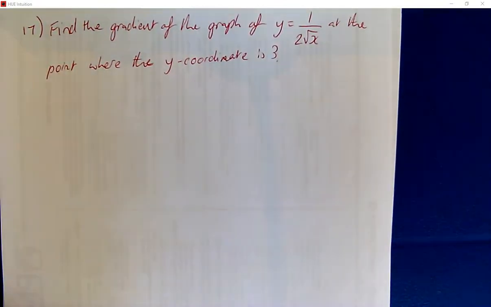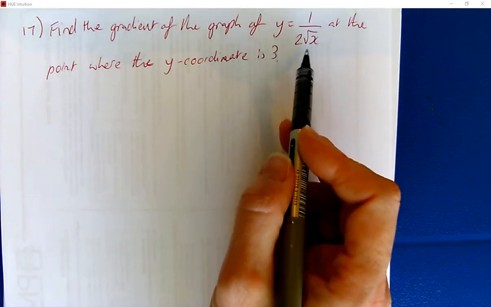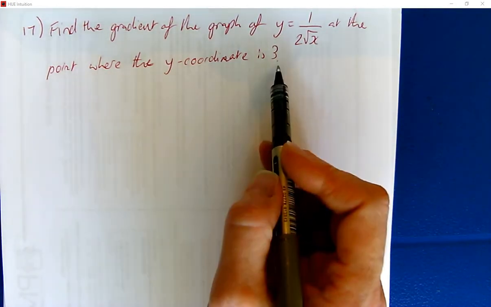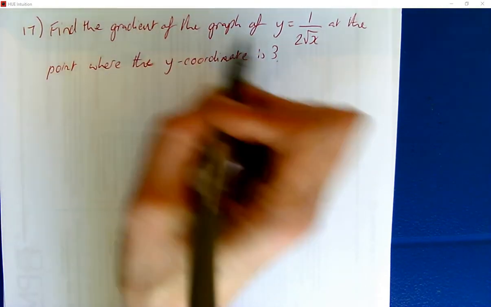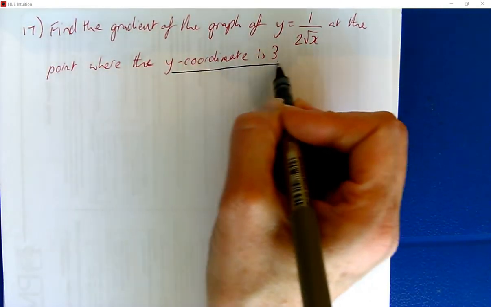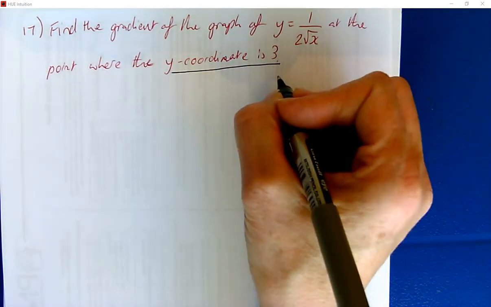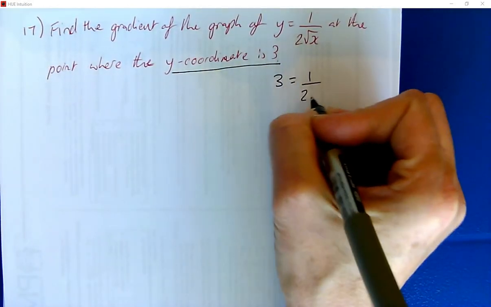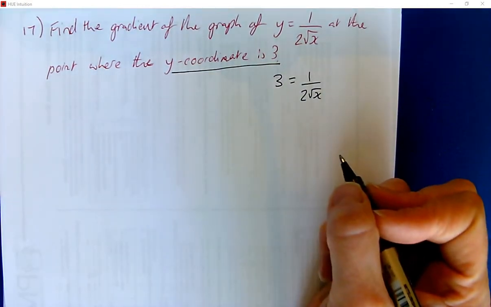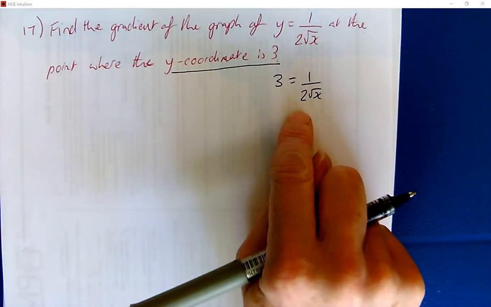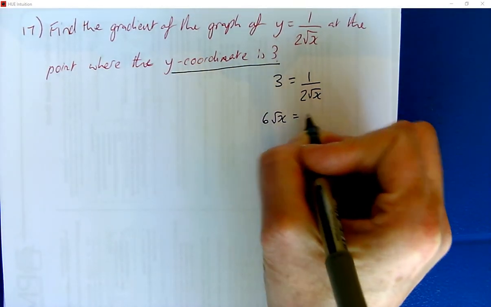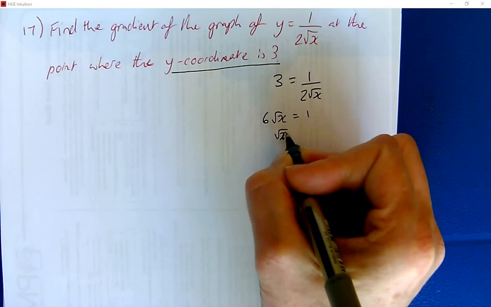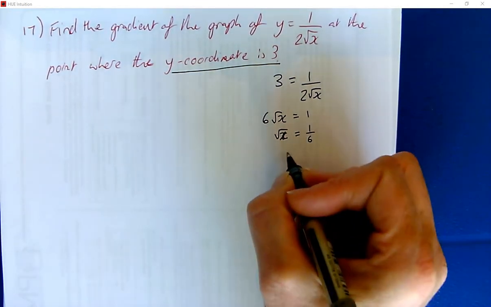So, number 17, last one. Find the gradient of the graph of y is 1 over 2 root x at the point where the y coordinate is 3. So we want to know dy by dx where y is 3. First of all, we know that y is 3, so 3 is equal to 1 over 2 root x. This is similar to what we just had, an equation to solve. So we multiply 3 by the denominator, we divide by the 6, and we square both sides.